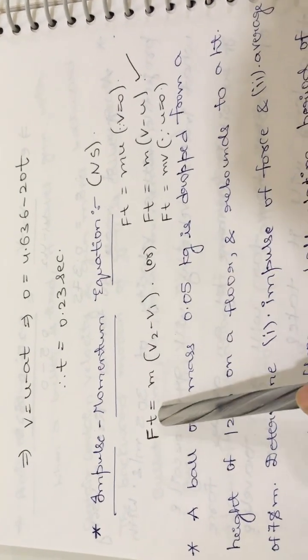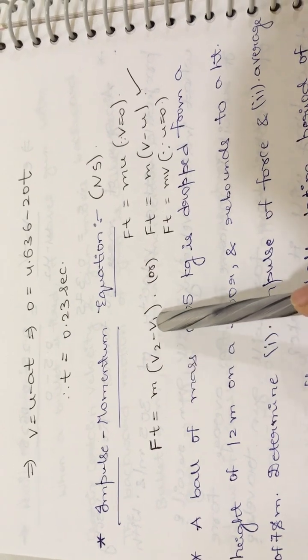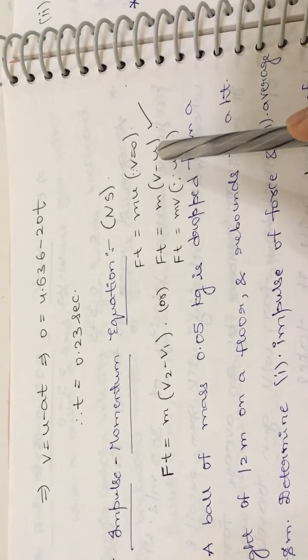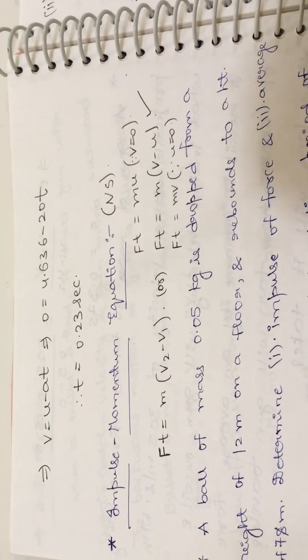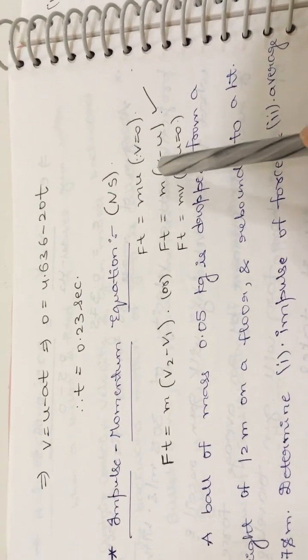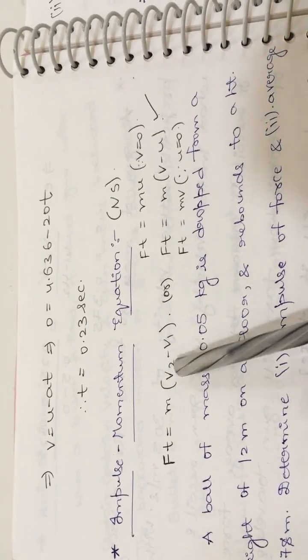It is given as Ft is equal to m into (v2 minus v1), or Ft is equal to m into (v minus u), in terms of the two velocities. Suppose for example in the question two velocities are given, then we have to use this equation in terms of the two velocities.